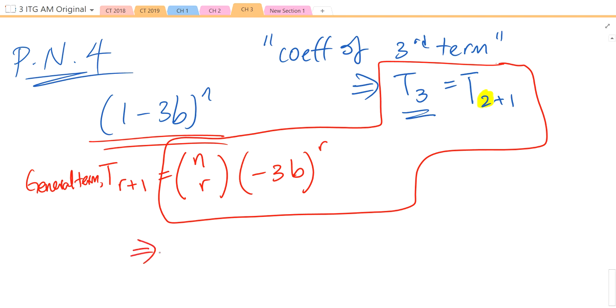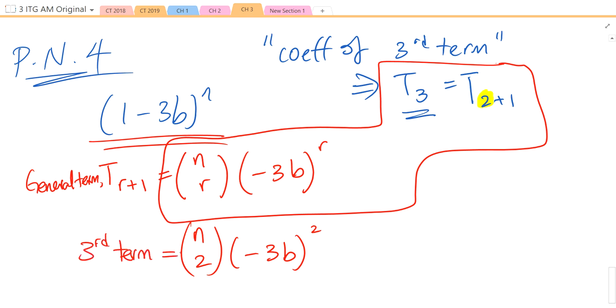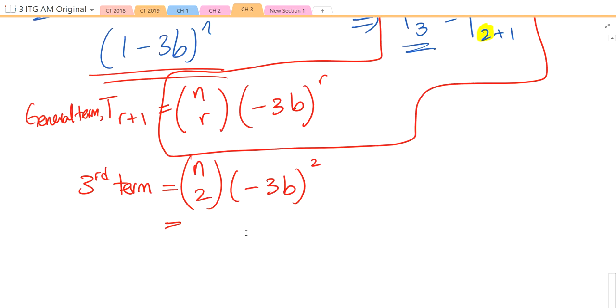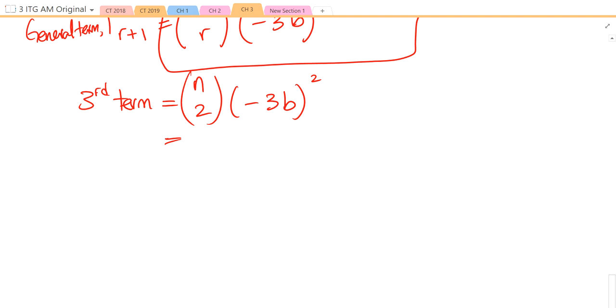2. Okay, so this tells me that n choose 2, negative 3b to the power of 2. If I were to expand this out, this will be my third term. Third term equals this, which gives me n choose 2. How much is that? n times n minus 1 over 2 times 1. This is my n choose 2. And here I've got 9b squared. Okay so far? These are two concepts combined. Okay, just watch first.